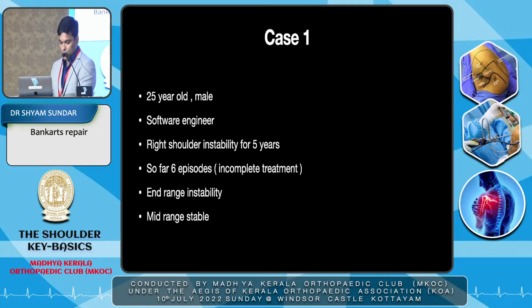Now here's case one. A 25-year-old male, a software engineer, who has had right shoulder instability for the past 5 years. Almost one episode every year, and he's had incomplete treatment, which means he dislocates, goes to the hospital, relocates, immobilizes for 3 weeks, does a few exercises and then forgets it. He doesn't go for any investigation. He has end range instability, mid-range range of motion is stable.